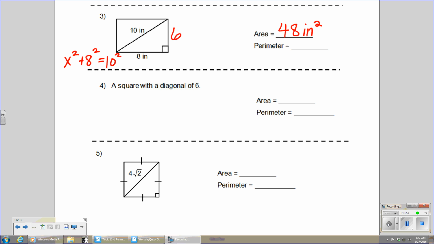And then my perimeter is going to be 2 times 8 plus 2 times 6, or 12 plus 16, which would be 28 inches.